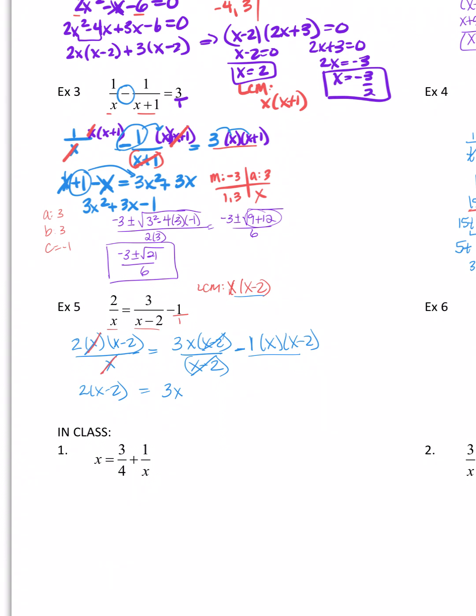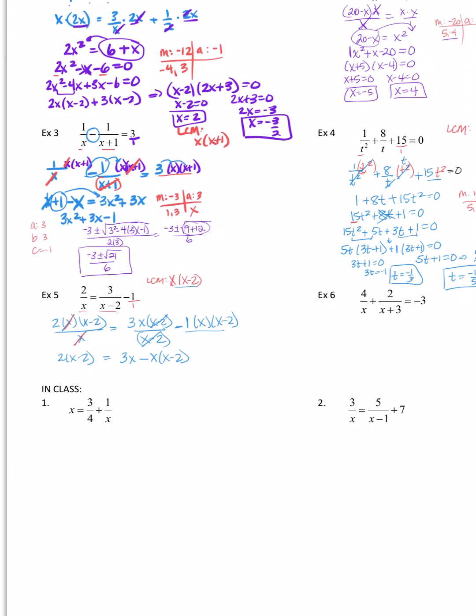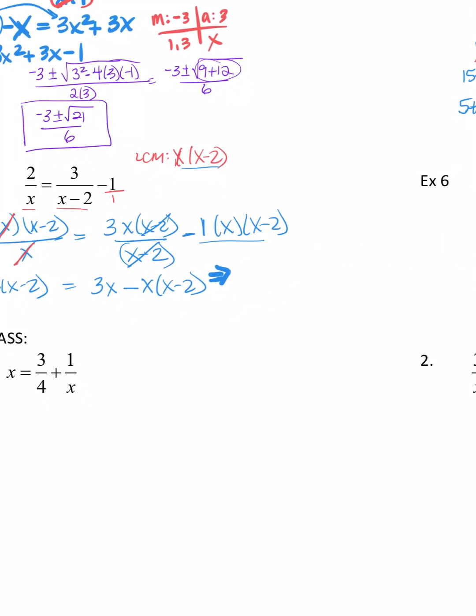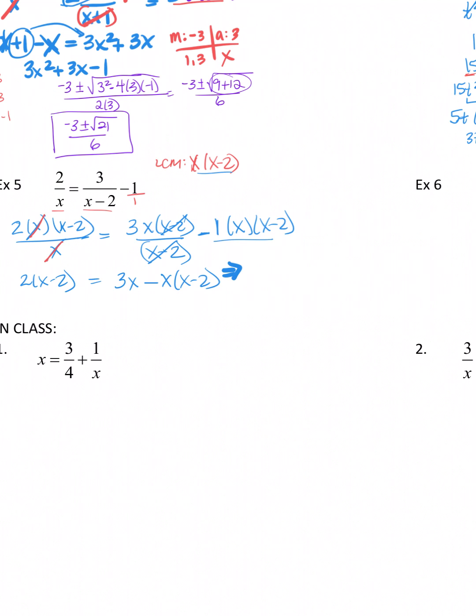Here, I'm going to have to do some distributing. So it's going to become negative x times x minus 2. Now, I'm going to clean it up and keep on distributing. I'm going to scooch over just a smidge and see what I can do here. That's going to give me 2x minus 4 equals 3x minus x squared plus 2x. All right, let's clean this up even more. So 2x minus 4 equals negative x squared plus 5x.